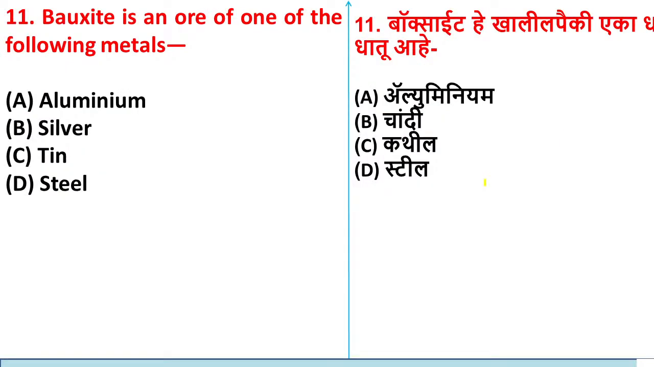Now we'll move to question number 11. Shivani, option C is correct. Bauxite is an ore of one of the following metals. Option A, aluminium. Option B, silver. Option C, tin. Option D, steel. Bauxite is an ore of. Jasmith is saying option A.